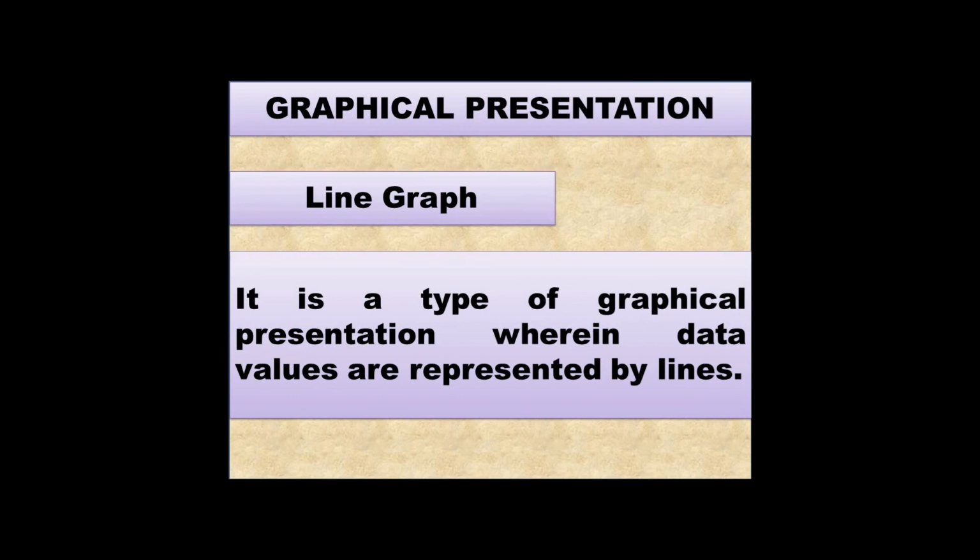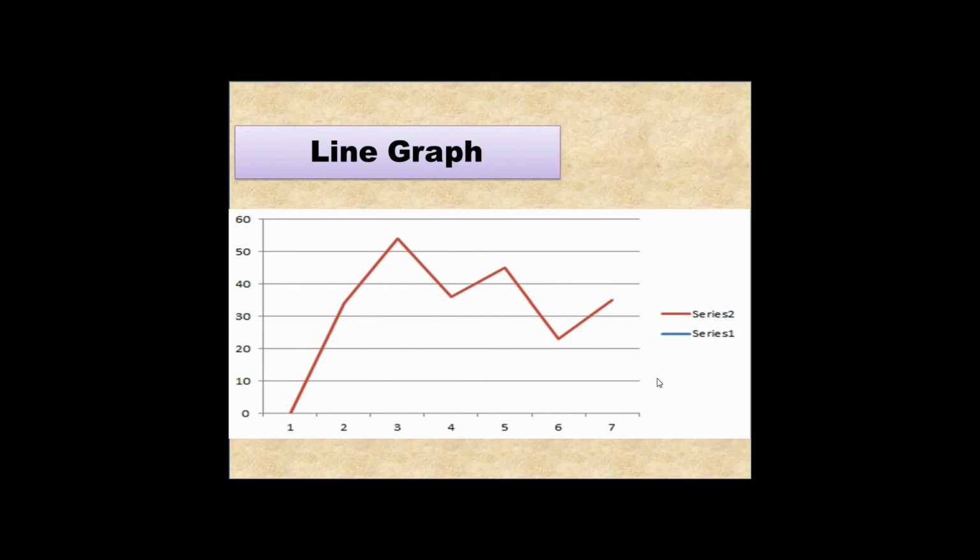Line graph. It is a type of graphical presentation wherein data values are represented by lines. I guess this is the most common graph because it is represented by lines, and those lines have values that represent the data itself. It is very useful in representing performance and growth. It is easy to understand because it is composed of a single line or might be multiple lines, but it is still color-coded, representing what you wish to represent.